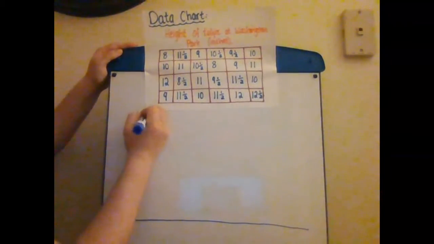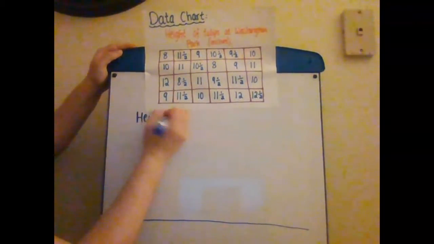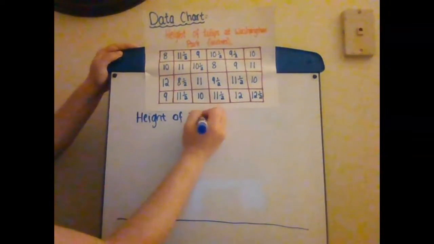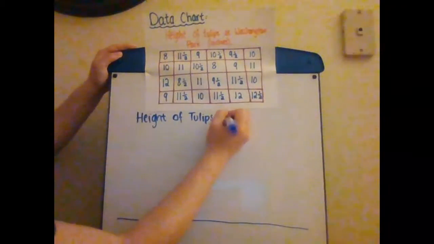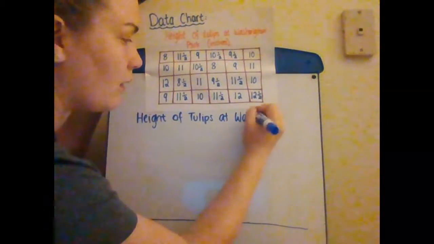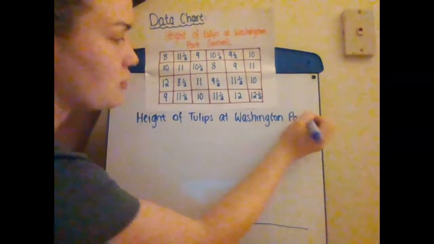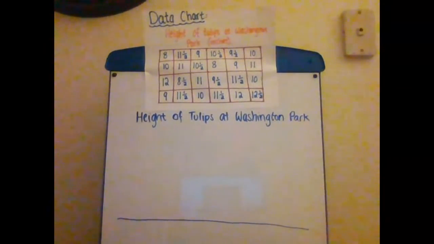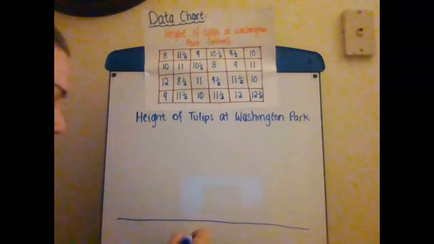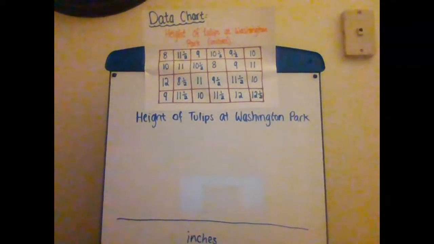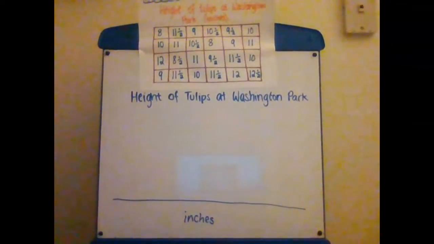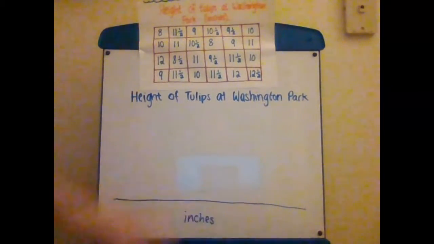So I can put it as height of tulips at Washington Park, because that's the information this chart is going to tell you. It's going to tell you the different heights of different tulips at Washington Park, 24 tulips in total. Along the bottom, I'm going to put my inches. That's what I need to label the bottom of my line plot. I need to have inches on there because every number that goes along the bottom here is in inches.